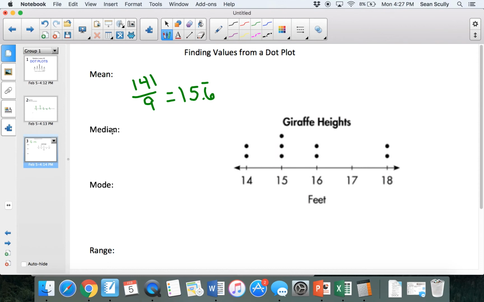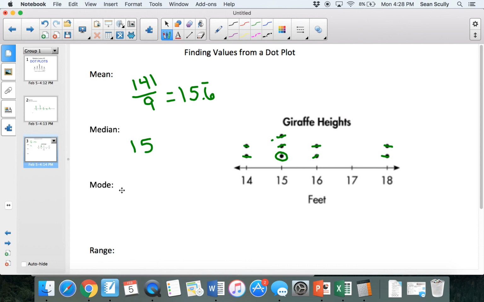Now the median. The median is still going to be that middle value, but I can't just look at the bottom number line here and cross out 14 with 18 and 15 with 17 and be left with 16. You have to use the data. So if we go to the dots, if I cross out a 14, I could cross out an 18. Cross out a 14, another 18. We have 15 with a 16, 15 with a 16, and our middle number is going to be that 15 right there. That is going to represent our median. And since we had 9 numbers, there's only going to be one median here.